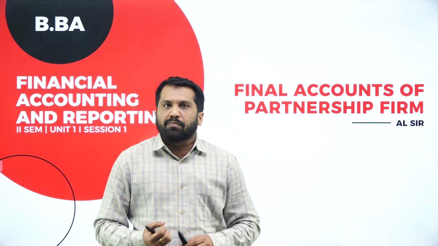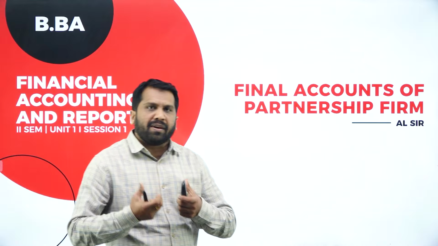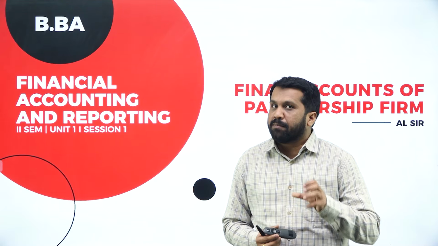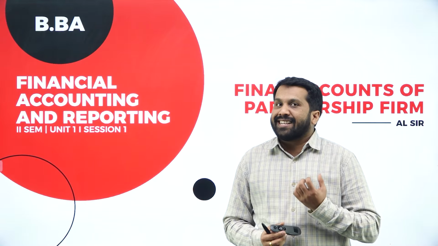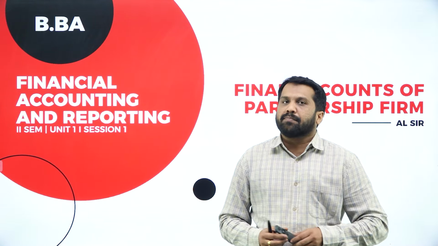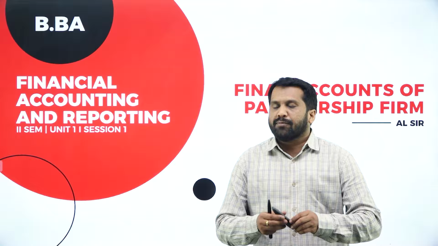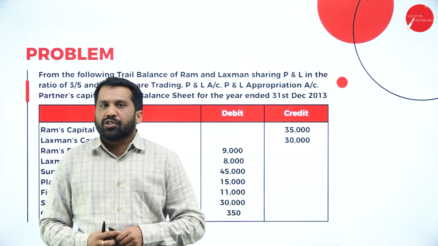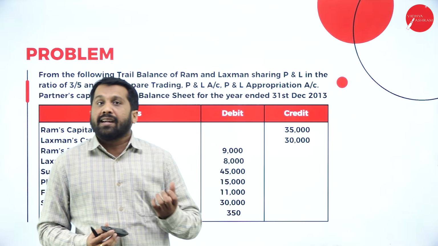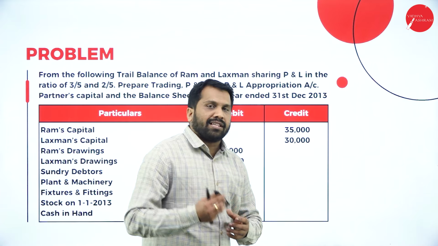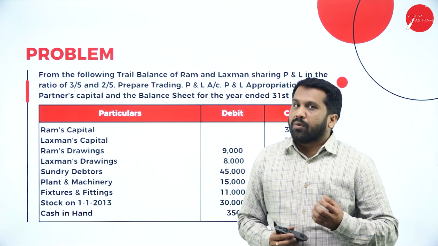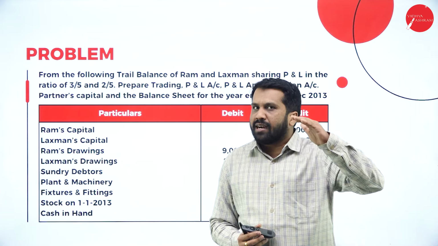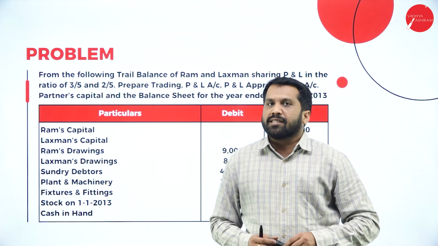Usually we go with a sole proprietor or individual, and we prepare final accounts. Similarly, we do final accounts of a partnership firm also. What is the extra thing we will get in partnership final accounts? We will learn in today's session. This is the trial balance given in the question. In the trial balance and additional information, just like your sole proprietor, whatever they give, few documents or few accounts we are supposed to prepare.